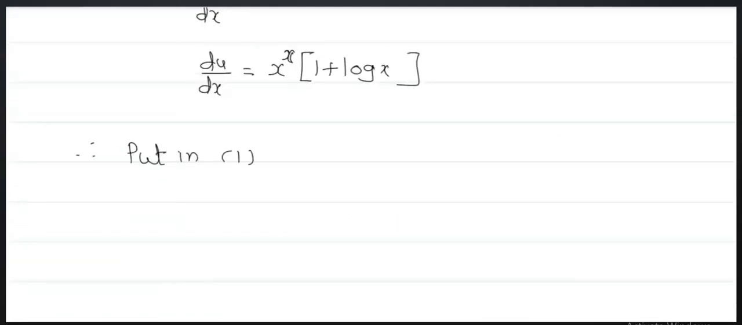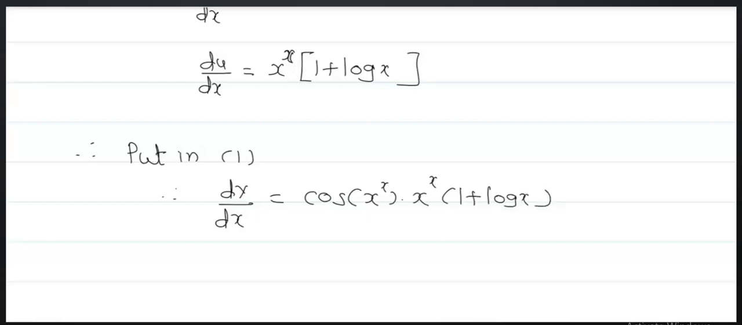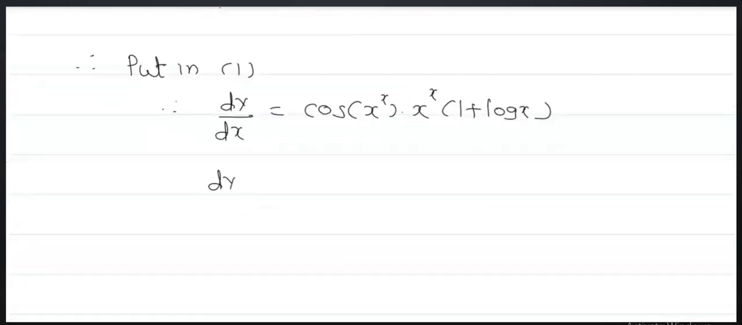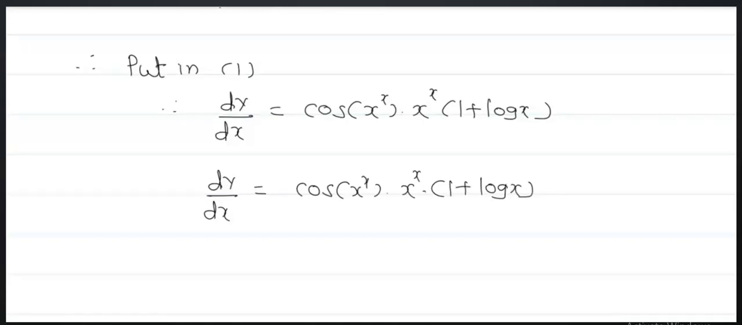Put in 1, dy by dx is equal to cos of x raised to x into x raised to x in bracket 1 plus log x. This is the dy by dx, the answer: cos of x raised to x into x raised to x in bracket 1 plus log x.